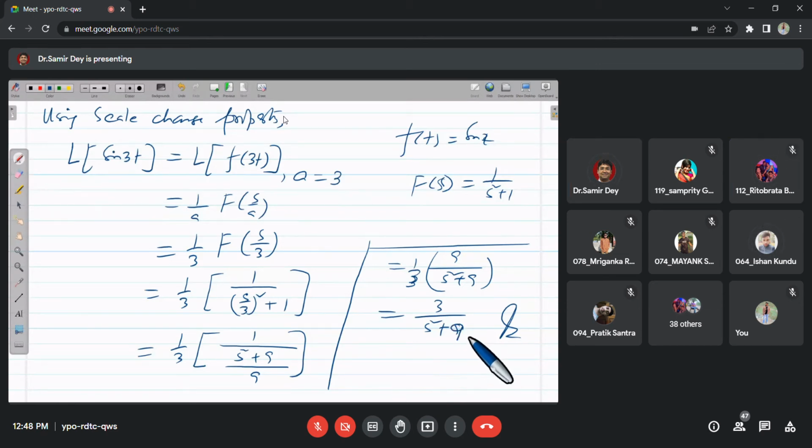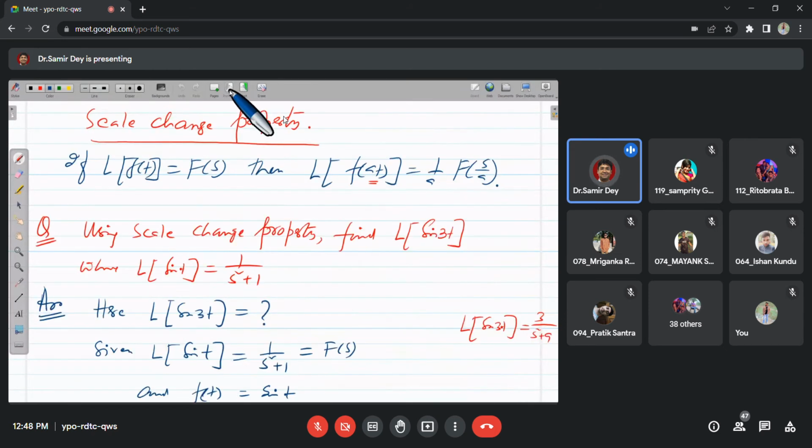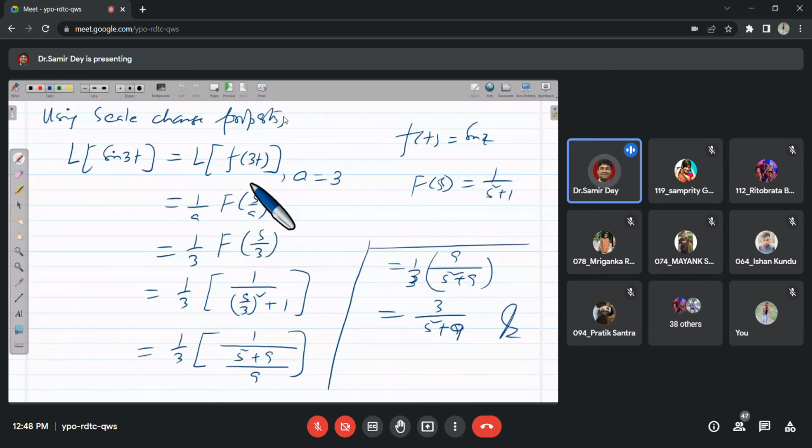Now I'm giving another, little bit different question. Here it is very easy to identify: if f(t) is equal to sin t, then sin 3t is automatically f of 3t. Now I am giving a little bit tricky question. Not tricky, just a little bit different. Shall I move to the next slide?